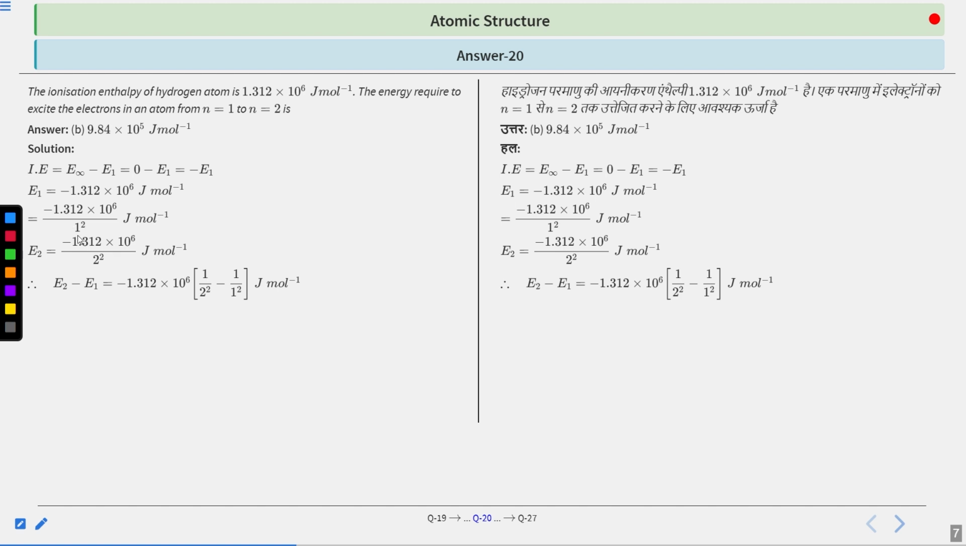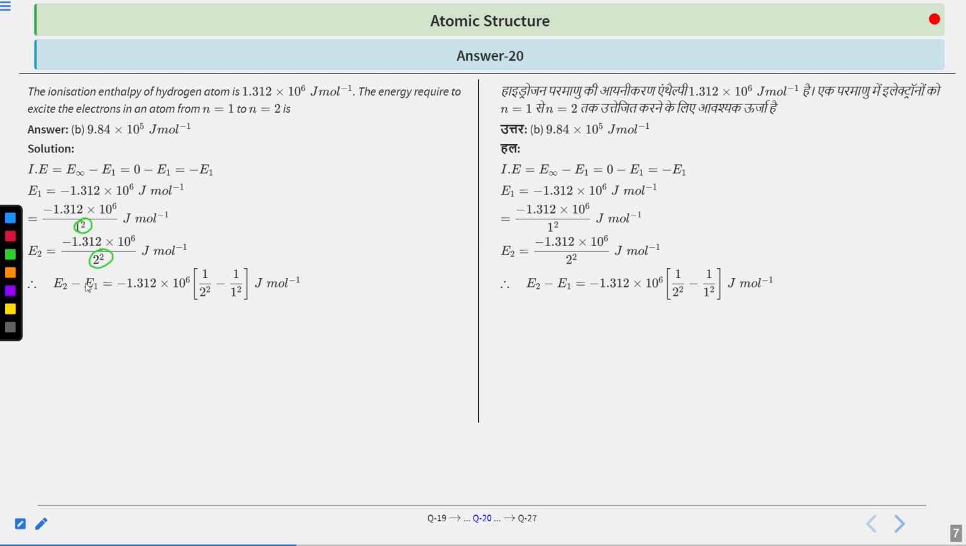Now when we take Z equals 2, your E2 will become how much? Why are we calculating E2? Because we have to do the transition from E1 to E2. If you know the energy of E2 and the energy of E1, then you can calculate that extra energy which is required to push that electron to E2. So what will E2 be here? E2 will be minus 1.312 into 10 to the power 6 by 2 square. Now here, sorry, N is equal to 2, not Z. Sorry for the confusion. So N is equal to 2, that will bring you 2 square joule per mole.